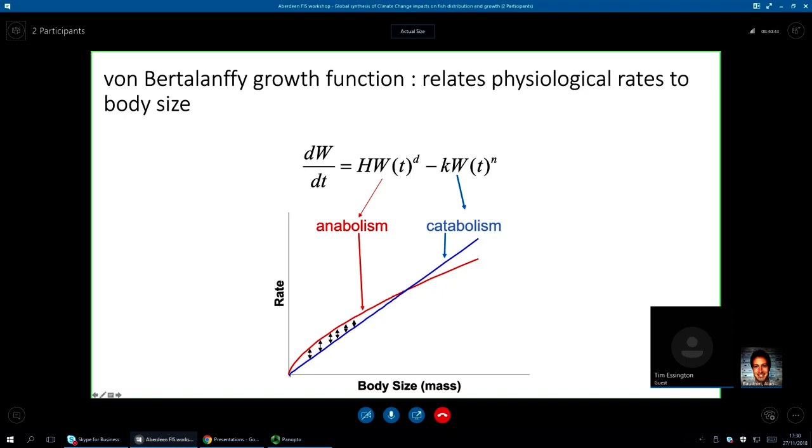So both of these scale with body size at different rates. So here's my anabolism going up with body size and then leveling off, and catabolism in this sort of toy example is just increasing and increasing. The difference between the anabolism and catabolism is the growth rate. So that's the basic von Bertalanffy growth model at its most core and basic.